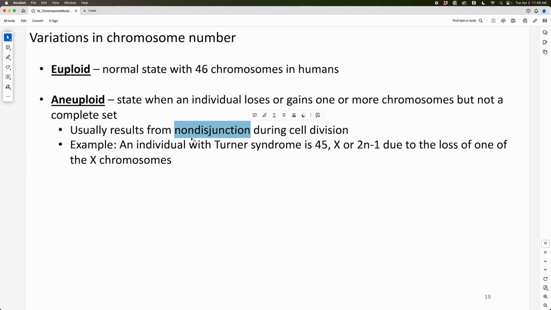But basically we're talking about the separation of either homologous chromosomes or of the sister chromatids that are joined at the centromere during meiosis. And so we have an example of an aneuploid that's indicated here. An individual with Turner syndrome has 45 chromosomes as opposed to the euploid number of 46. And Turner syndrome is specifically due to individuals that only have one of the X chromosomes. So one of the sex chromosomes, the X or the Y, is missing. And this aneuploid state is specifically due to the loss of one of those X chromosomes.